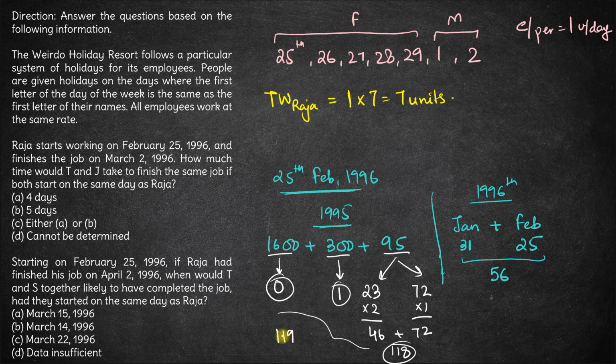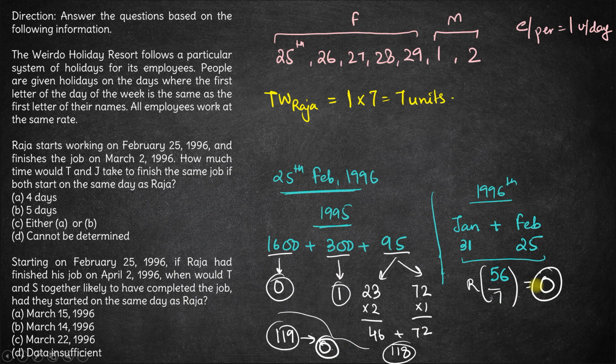But since this is greater than 7, we further divide it by 7. And when you divide it by 7, the remainder will be 0. So effectively, in the first 1995 years, the number of odd days is 0. And for the 1996th year, we have 56 days. Dividing by 7 and calculating the remainder, 56 when divided by 7, the remainder is 0. So here also we have 0 odd days. So total odd days till 25th Feb 1996 is 0 plus 0, which is 0.